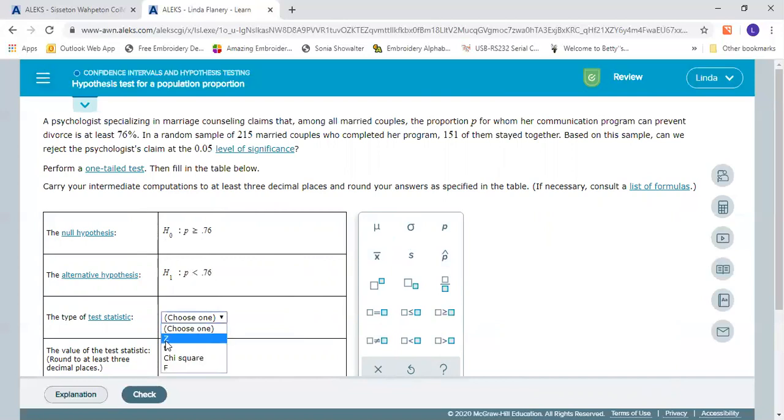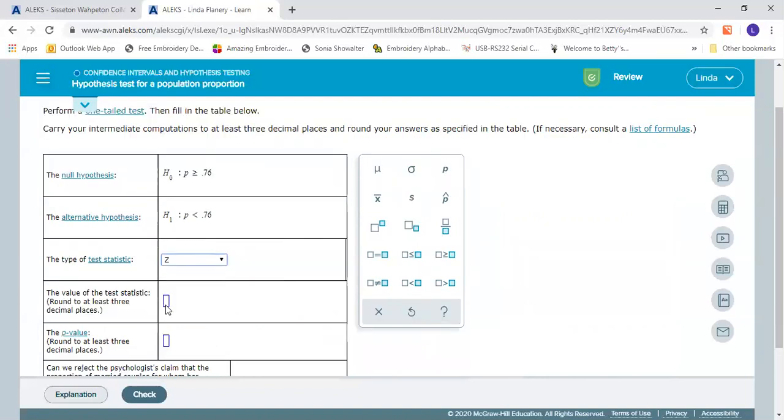Again, we're going to do the z-test, and I'm going to use the graphing calculator. So I am going to hit Stat, go to Tests, hit number 5. p0 is going to be my 0.76. And the surveys, 151 of them out of the 215 stayed together. So 151 is my x value, 215 is my n value, and we are doing less than for our alternative hypothesis. So the proportion is less than p0. I hit Enter on that so it's highlighted, and I'm going to calculate.